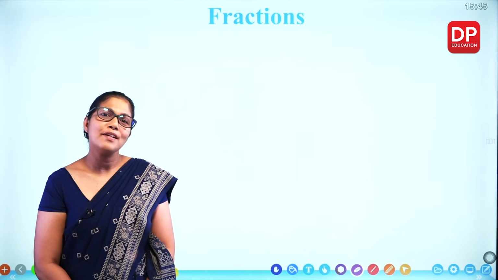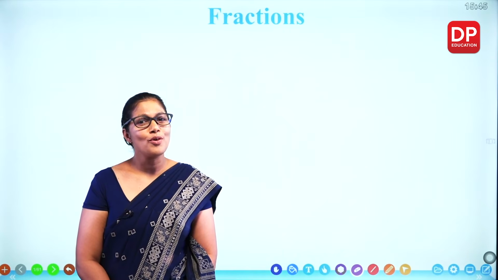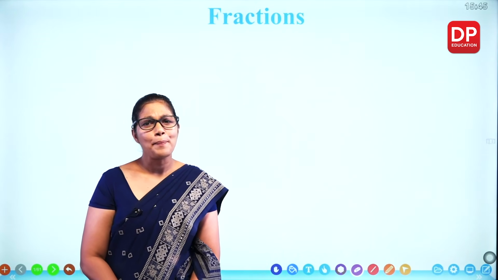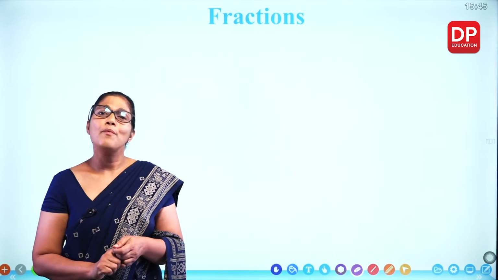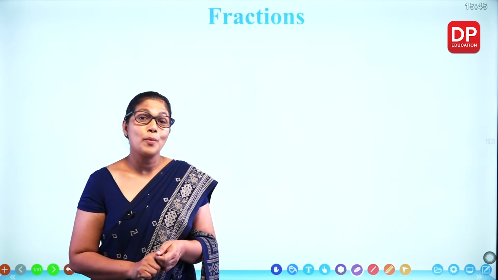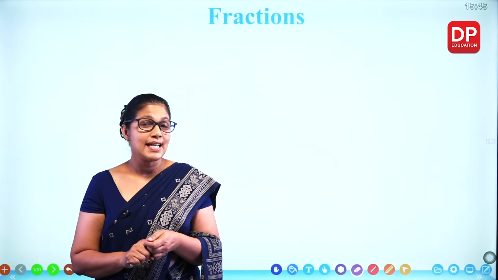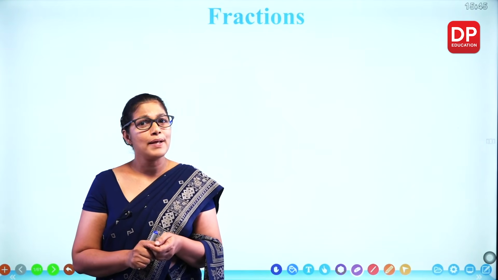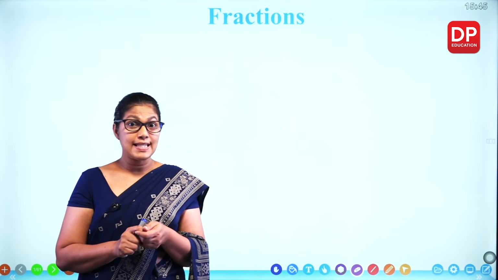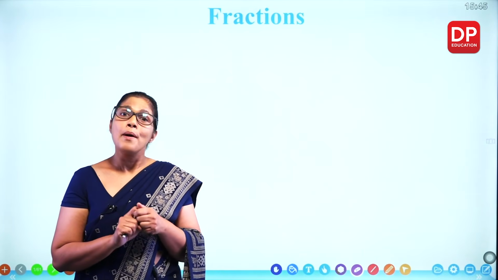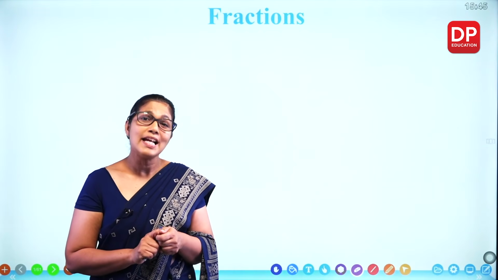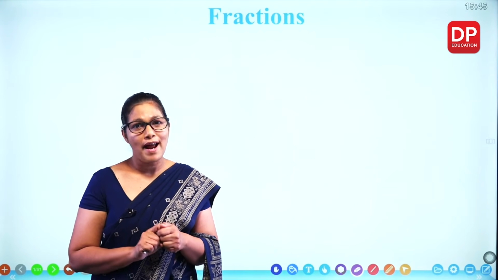Why do we need to learn fractions? Without knowing it, we use them in everyday life. For example, in cooking, let's say we want to make a pudding. We can say we are adding half a tablespoon of vanilla. Another example, in currency, we can say a quarter of a rupee is 25 cents. So that's why it is really important to learn fractions.